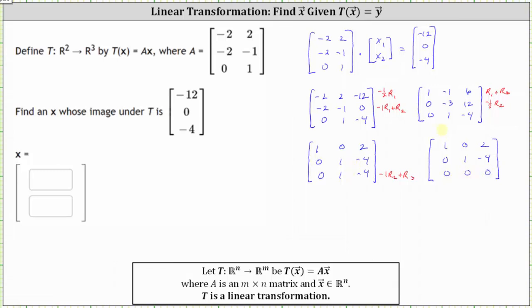Let's label the first 2 columns x sub 1 and x sub 2. The first row indicates that x sub 1 is equal to 2. The second row indicates that x sub 2 is equal to -4, which means vector x, the preimage, or the input vector, is the vector 2, -4, when the output vector, or image, under T is the vector -12, 0, -4.